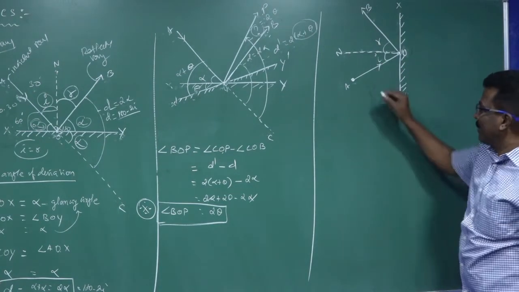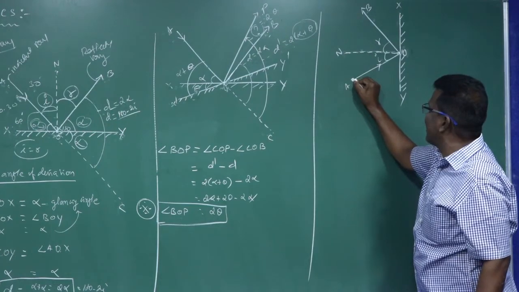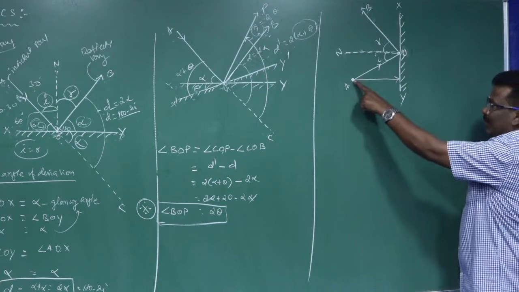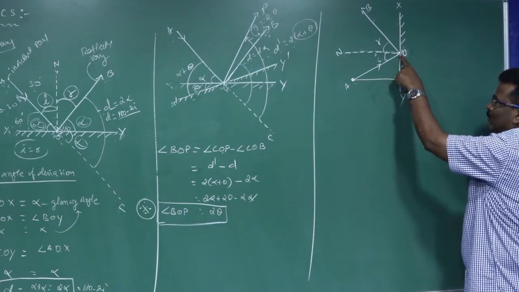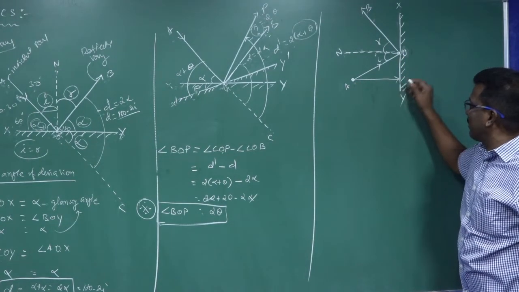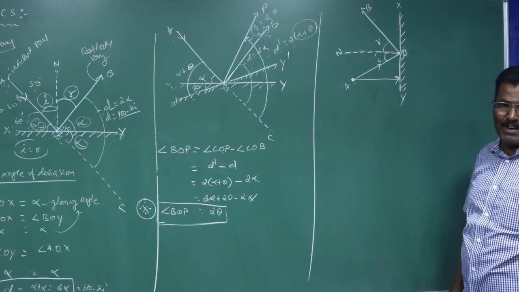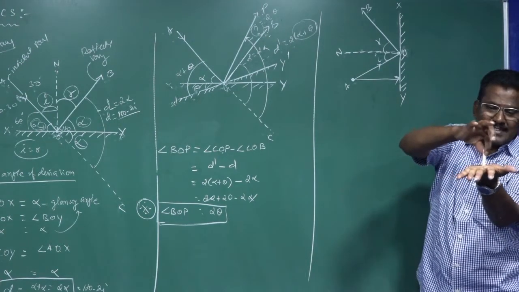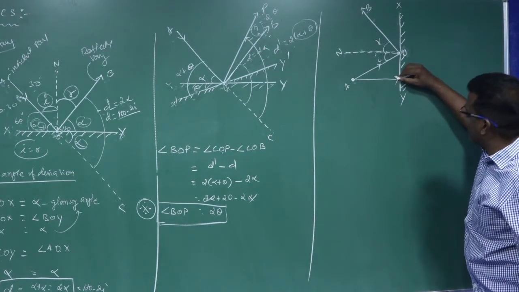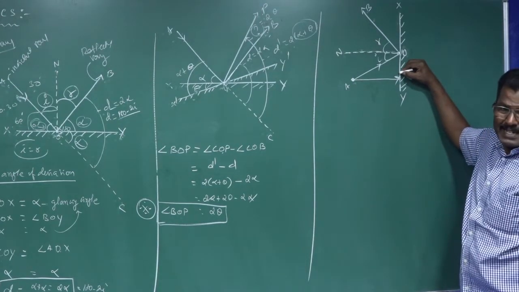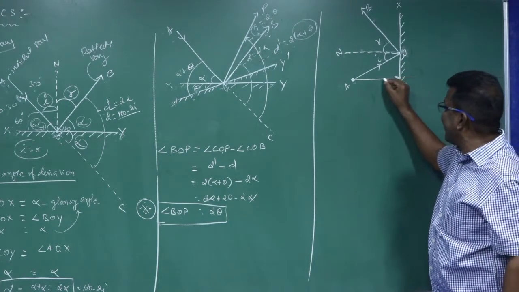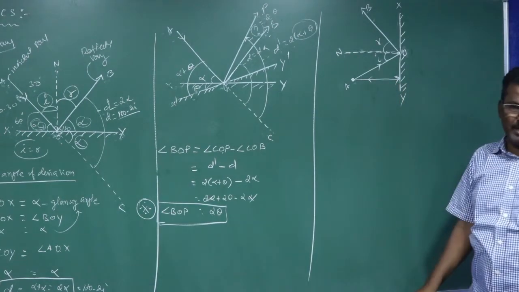Consider rays coming from the source, incident normally on the plane mirror. One of the rays is incident making a certain angle with respect to XY at point O. Another ray is incident on the plane mirror exactly normal, meaning exactly 90 degrees with respect to the surface. The angle between the surface and the incident ray is exactly 90. After incidence, the reflected beam retraces the original path.